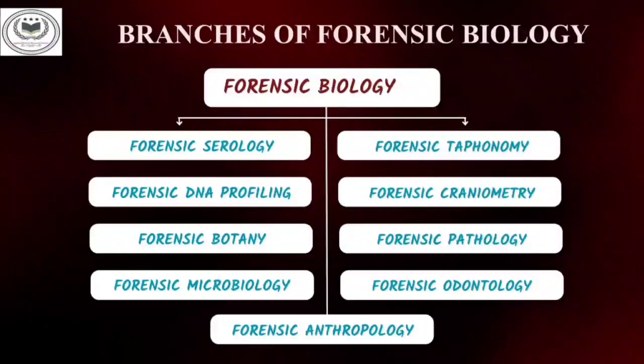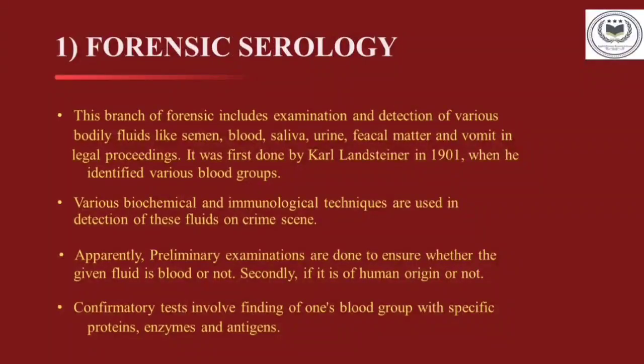The following are the various branches of forensic biology: forensic serology, forensic taphonomy, forensic DNA profiling, forensic craniometry, forensic botany, forensic pathology, forensic microbiology, forensic odontology and forensic anthropology. We will be discussing more about them in the upcoming slides. Firstly, we will discuss forensic serology.